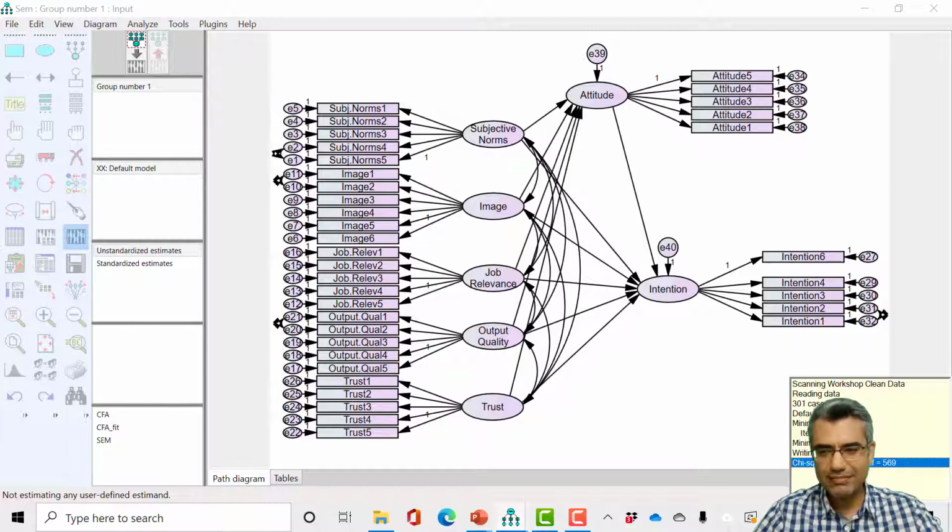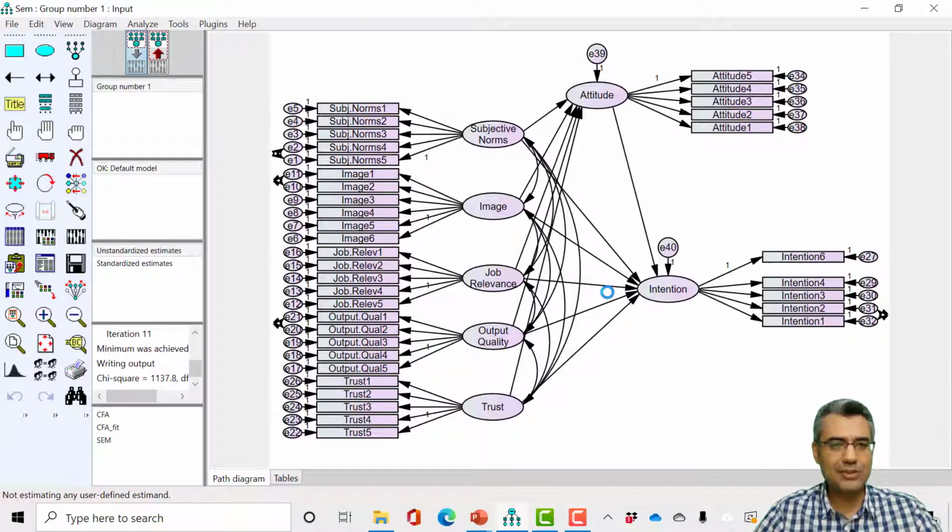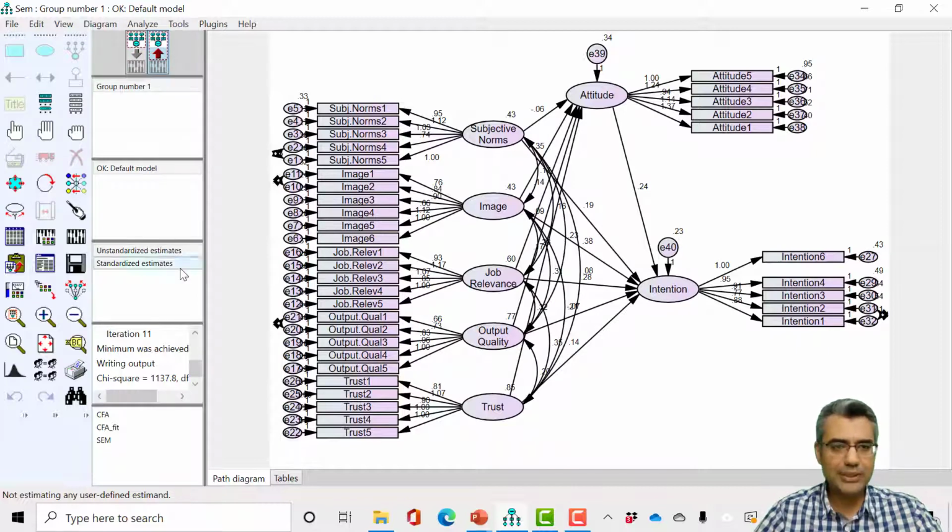You see, it takes a few seconds because it needs to do it 2,000 times. So I got the results. This is the red arrow button, so you can see I switch to standardized. So you see the results here on the path, and let me move this a bit.